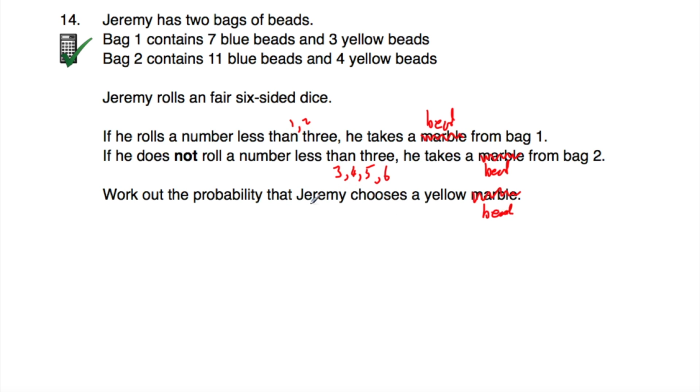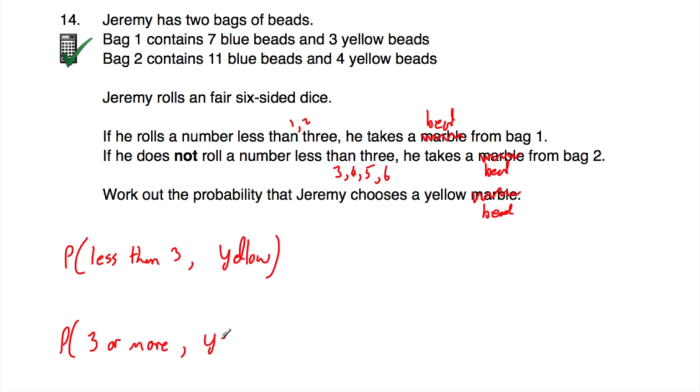Okay, so let's consider the outcomes that would give Jeremy a yellow bead. So first of all, he could get a number less than 3. So we're going to look for the probability of a less than 3 on the dice, and then a yellow bead. And we're also going to look at him getting a 3 or more, so not less than 3, and a yellow bead as well. So they're the two possible outcomes, that he rolls a number less than 3, but then gets a yellow bead from bag 1, or he rolls a 3 or more, and then he gets a yellow bead from bag 2. So let's work this out.